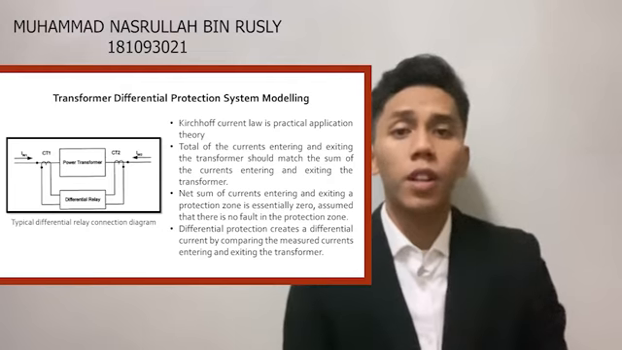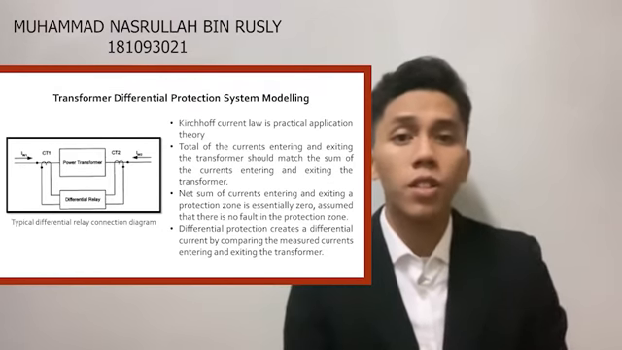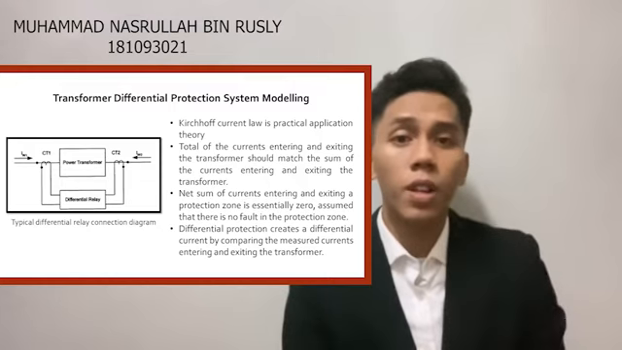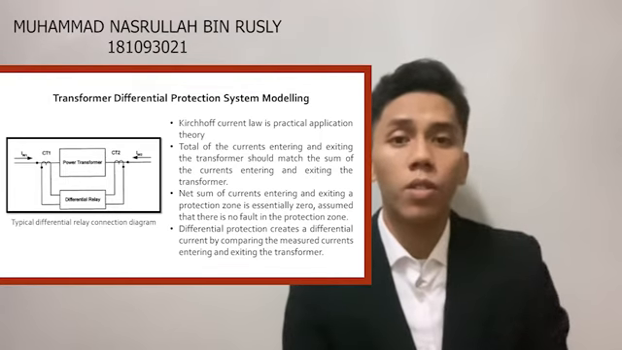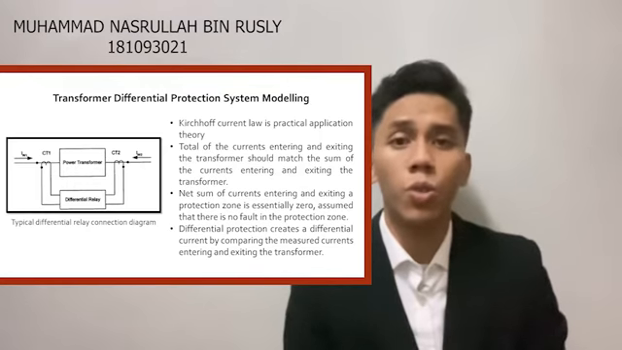Differential protection creates a differential current by comparing the measured current entering and exiting the transformer. When current is flowing through the transformer with the ideal transformer shown in figure 1, and assuming ideal current transformers, the differential current is zero. An internal fault condition is indicated by differential current greater than zero. Due to measurement error and the position of the load that changes, the differential current for a normally operating transformer is always greater than zero.